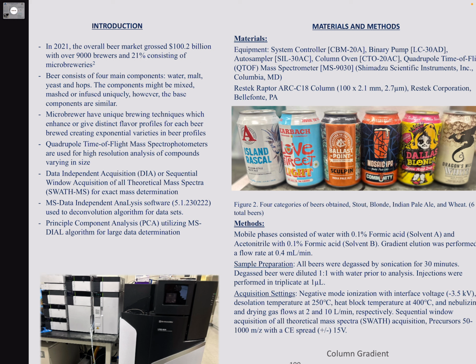For this experiment, I used a quadrupole time of flight mass spectrometer, which has a high resolution for analysis of compounds in varying size and weight. From this, we acquired independent acquisitions or sequential window acquisition of all theoretical mass spectra for exact mass determination. Now, we say exact mass because it is very exact to the fourth decimal place. From this, as it is a very large data packet that is acquired, we used MS Data Independent Analysis Software, or MS-DIAL, for the deconvolution of all of this data to then put through a principal component analysis for further determination of what we are looking at or what we are seeing from this spectra.